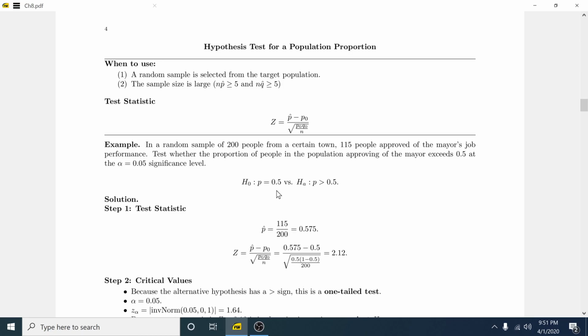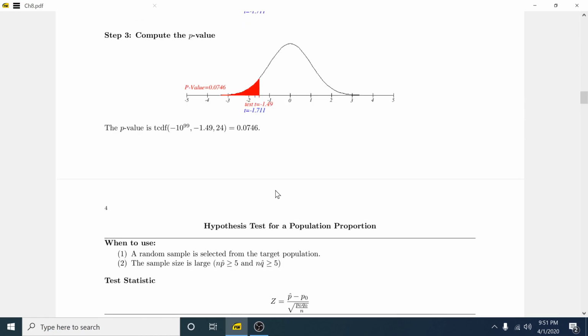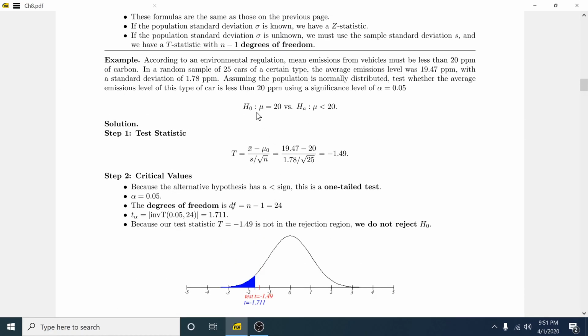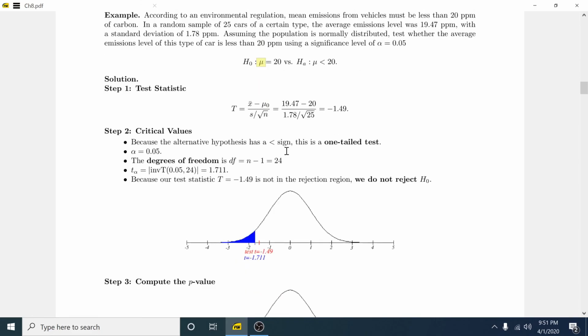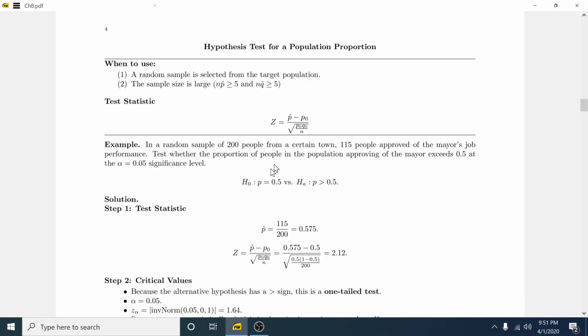Now, one thing you'll notice right away is these previous problems had a mu here, right? Because that was a population mean. On this problem, we have a p because this is a population proportion for binary data. Again, we want to test whether the mayor's approval rating exceeds 0.5. So you can see our null hypothesis says it's equal to 0.5. Our alternative hypothesis says it's greater than 0.5.